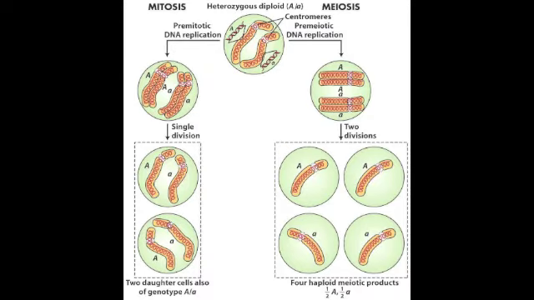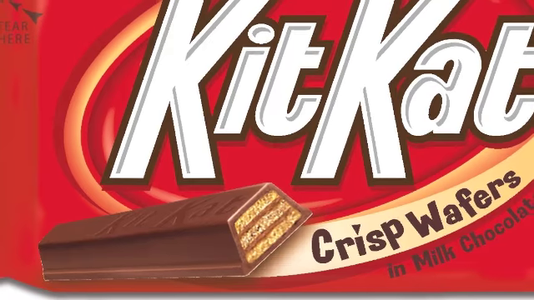Before we go, I'm going to compare and contrast mitosis and meiosis. DNA replication occurs in interphase of both processes. Mitosis has one division and meiosis has two. Crossing over and synapsis occur in meiosis, but not in mitosis. Finally, mitosis results in two diploid daughter cells that are identical to the parent. However, meiosis produces four haploid non-identical daughter cells.